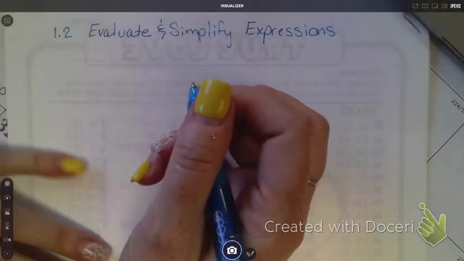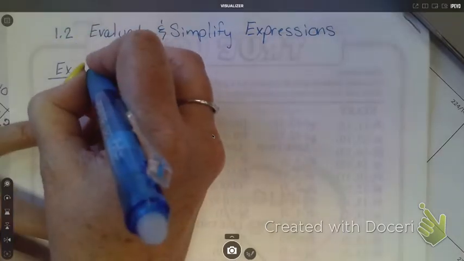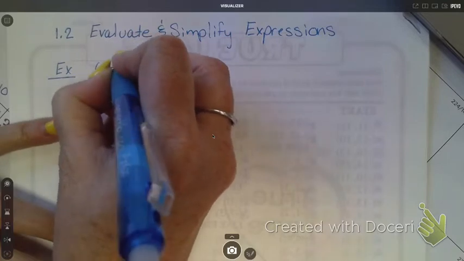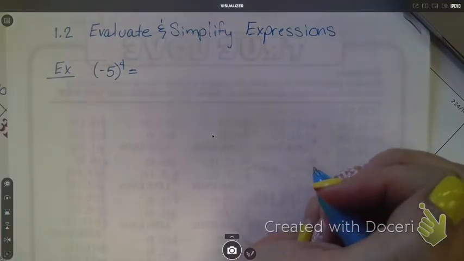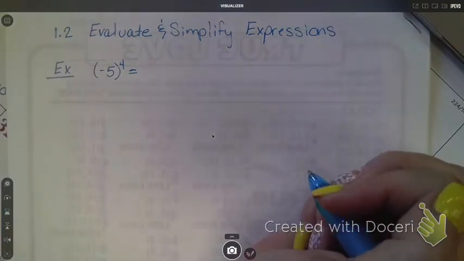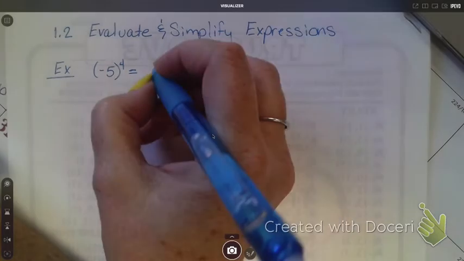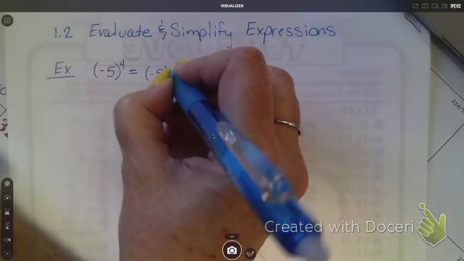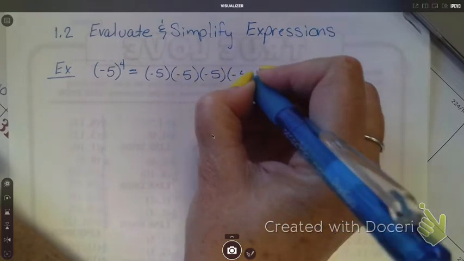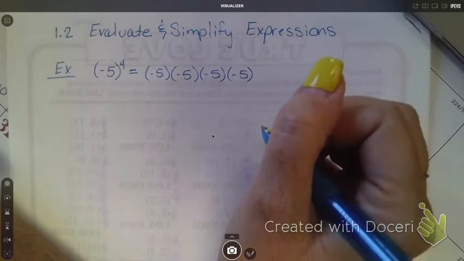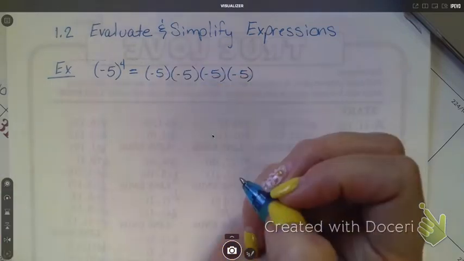Okay, so if I have (-5) to the 4th. Henry, how would I do (-5) to the 4th? 5 times 5 times 5 times 5. But -5 times -5? Okay. So I would have -5 times -5 times -5 times -5. So I have 4 negatives. My answer is going to be positive, correct?